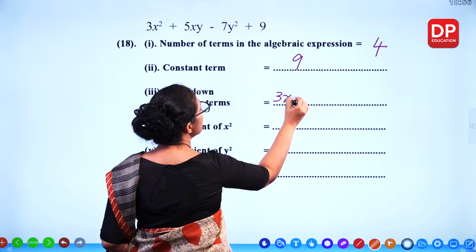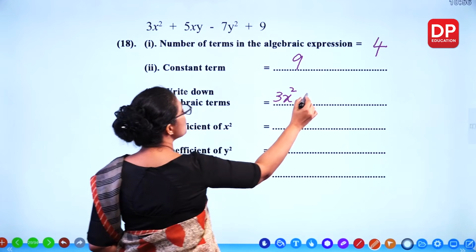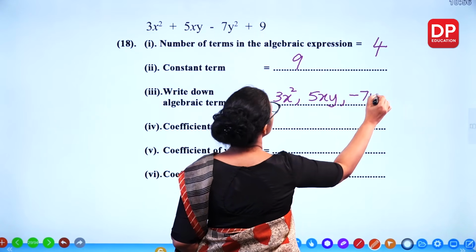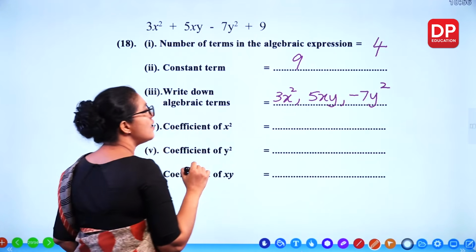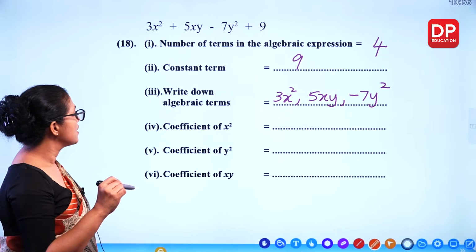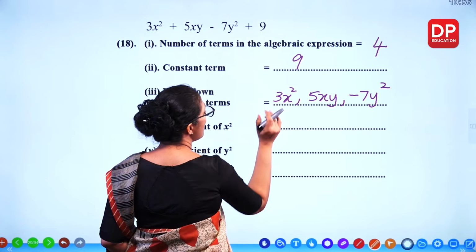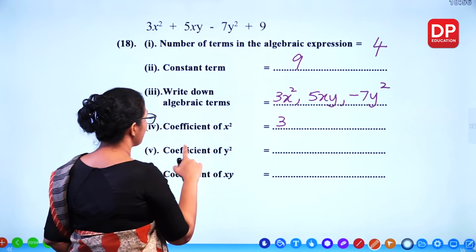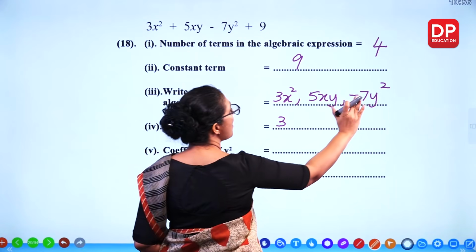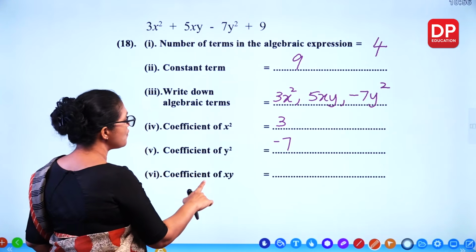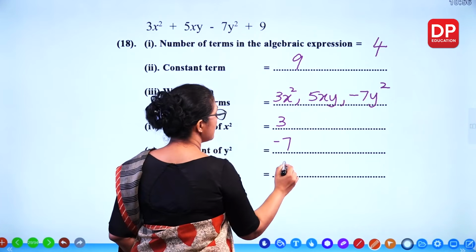3x squared, 5xy, minus 7y squared. Those are algebraic terms. What's the coefficient of x squared? The number in front of x squared, that's 3. Coefficient of y squared, that's minus 7. And the coefficient of xy, that's 5.